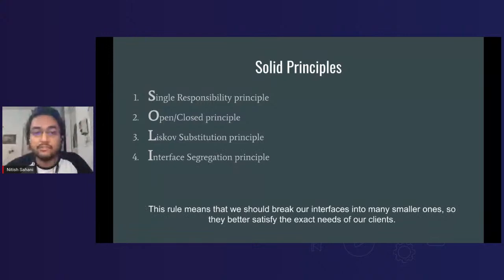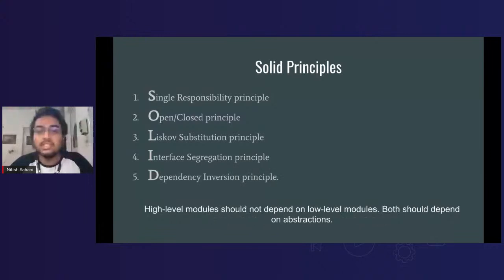The fourth one is the interface segregation principle. It means that you should break your UI, or your code, into interfaces, into smaller pieces of code. Do not go more than 200 lines in a particular file. Do not go more than X number of lines in a particular class or function. These are some patterns which you should follow to make your code more structured, because they better satisfy the exact needs of our clients. Lastly, the dependency inversion principle, meaning high level modules should not depend on low level modules.